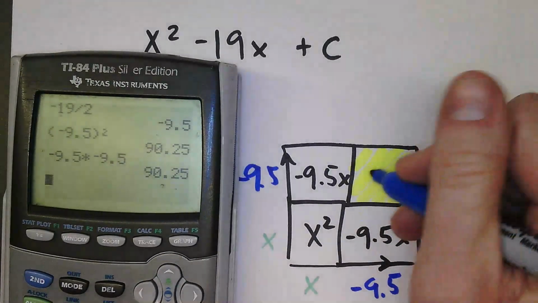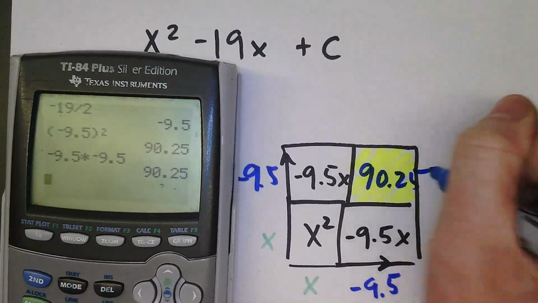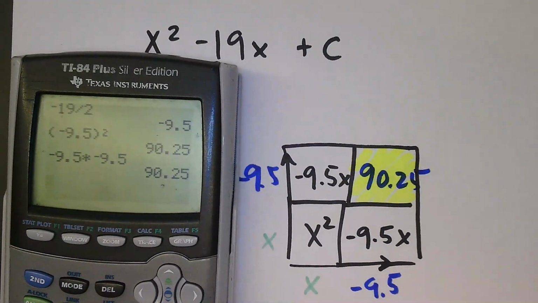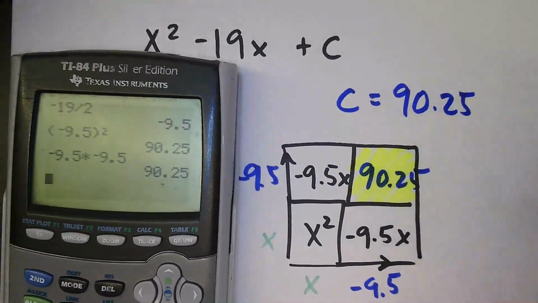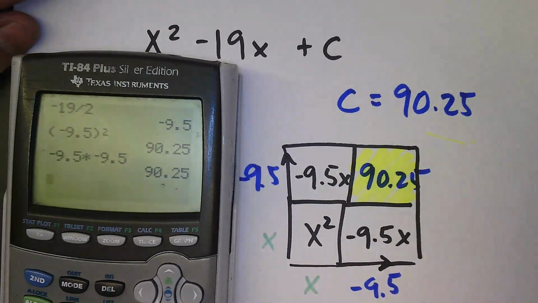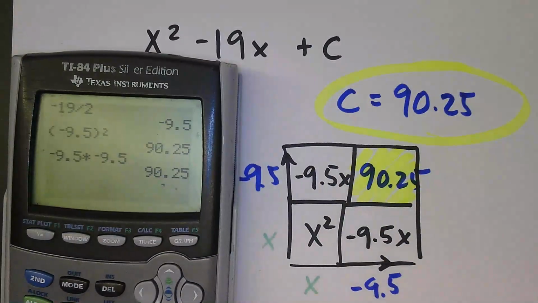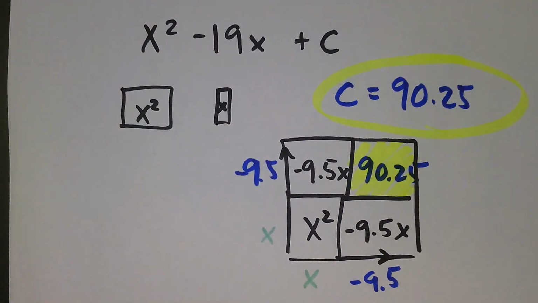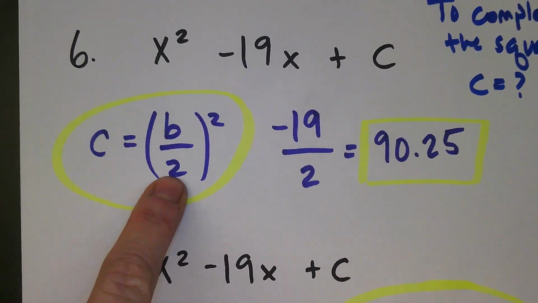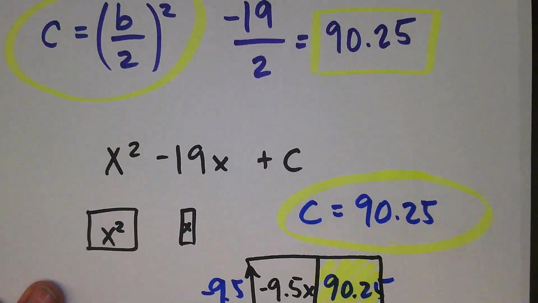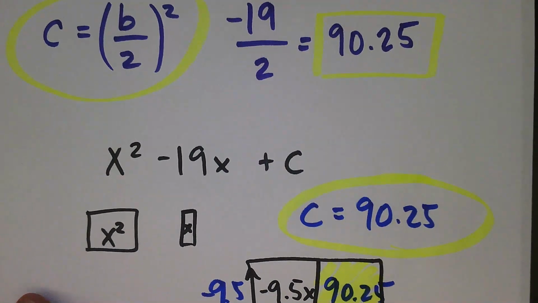And that gets me the same value of 90.25. That is the number that completes the square. So my C value here is 90.25. Whether I think about this problem conceptually and quite literally build a square, or I just use my standard algorithm, which is take half of the B value and square it, I'm going to get the same value. Both times I'll get 90.25.